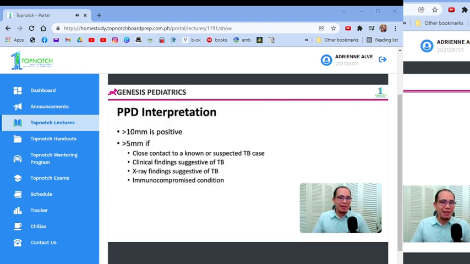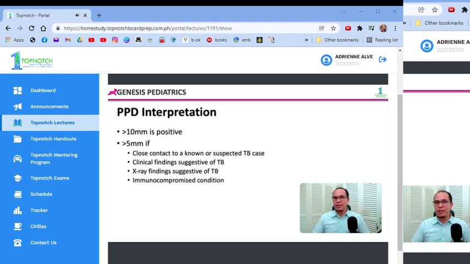The cutoff for PPD is actually 10 mm. Please remember that, it's 10 mm. But 5 is considered positive if any of the following is present. You have a close contact, okay? And here in the Philippines, halos lahat tayo may contact sa mga cases na may TB, di ba? Sobrang daming TB sa Pilipinas. Or you have clinical findings suggestive of TB. Again, may criteria pa yan. X-ray findings suggestive of TB, or if you have an immunocompromised situation. In which case, if you fulfill any of these, 5 mm is already positive.